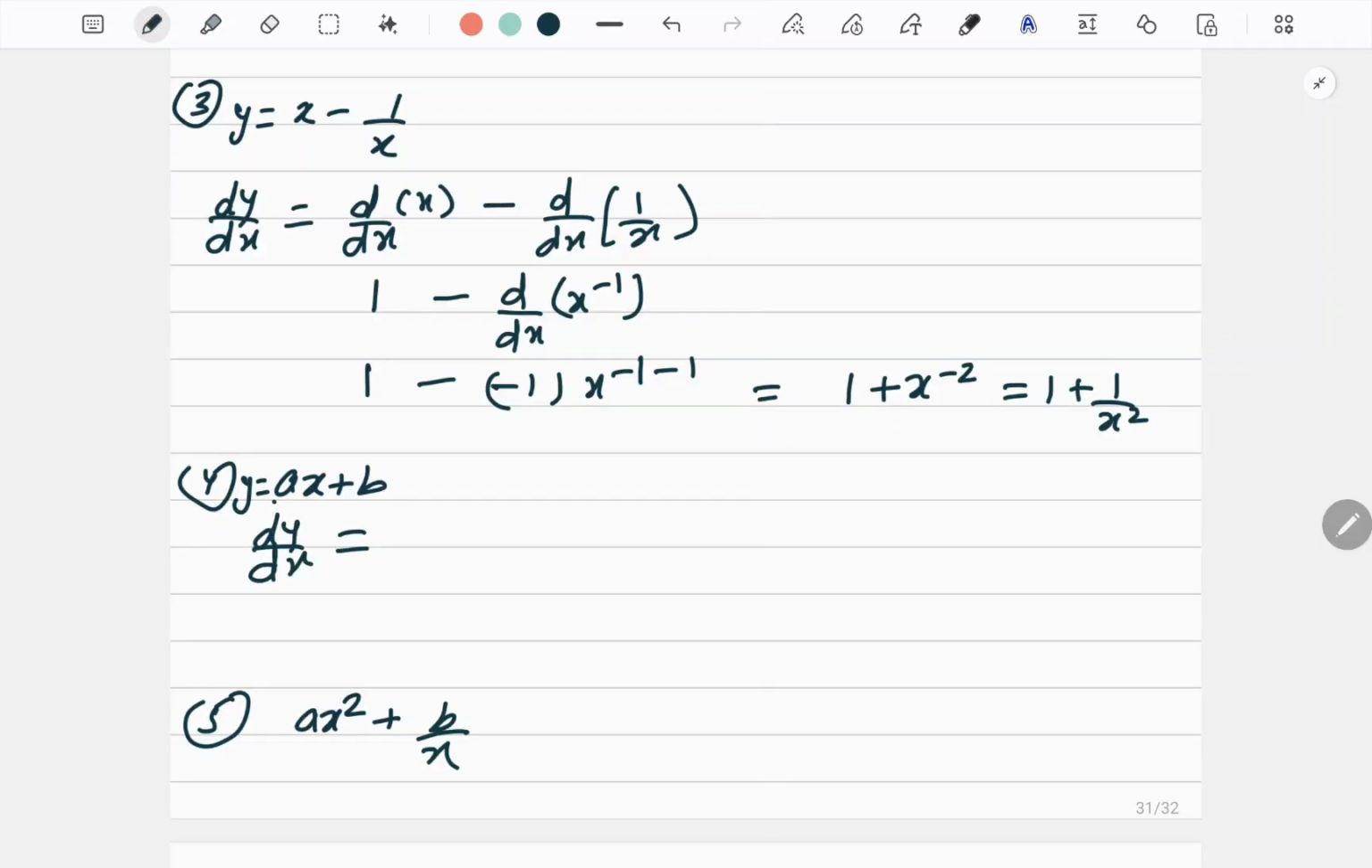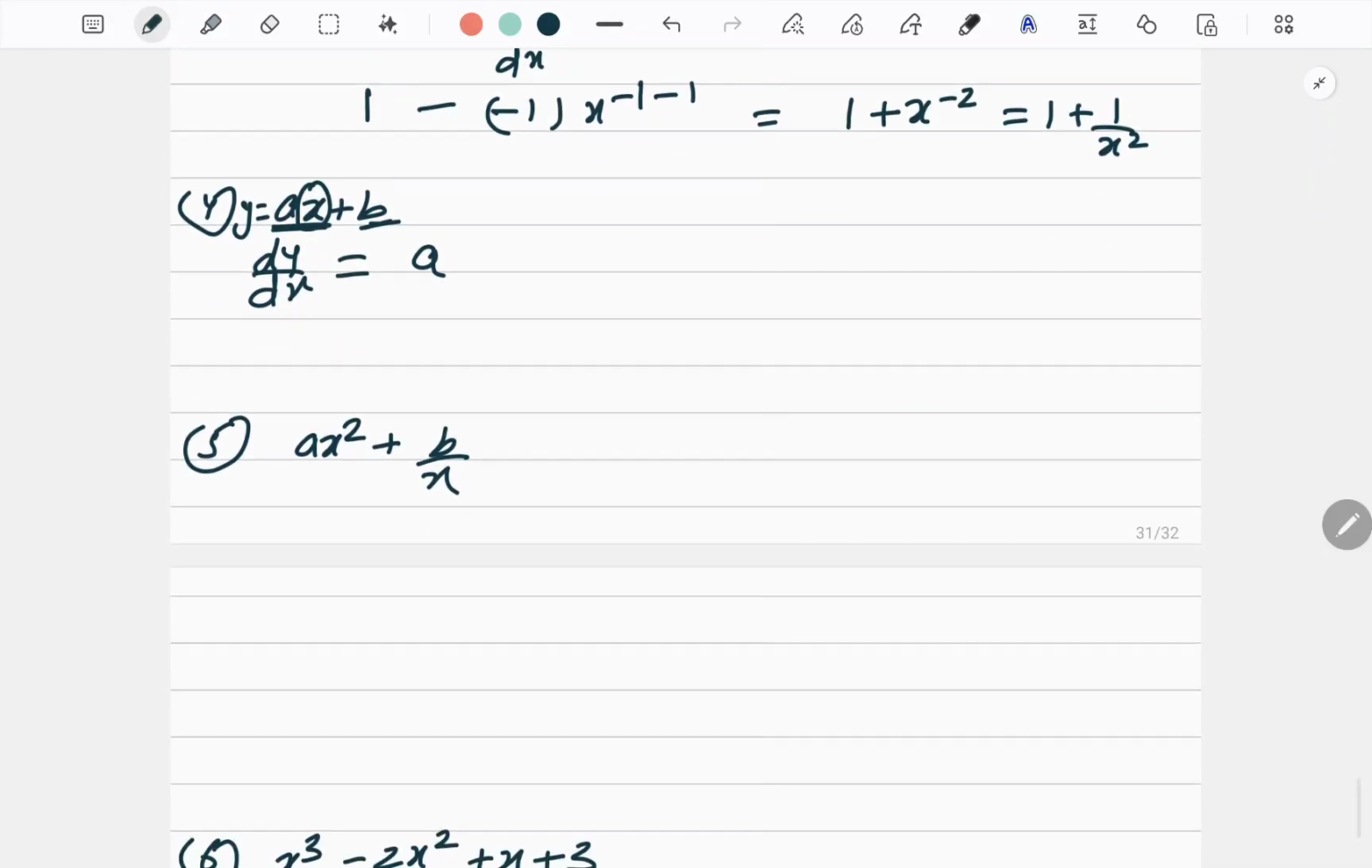dy/dx will be the differentiation of ax, which is only a, because the differentiation of x is 1. So only a is left, and the differentiation of b is 0. So the answer will be only a. Now look at this question.